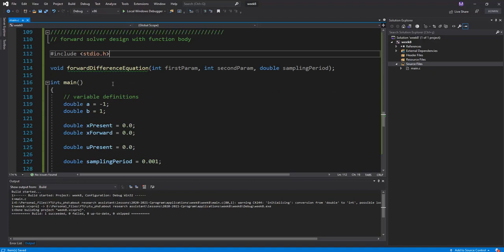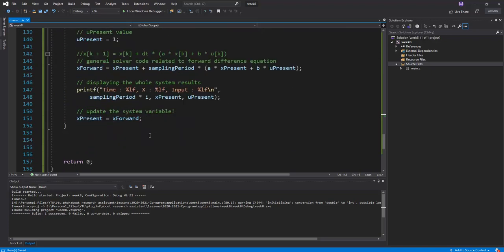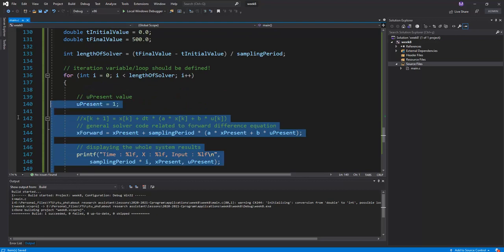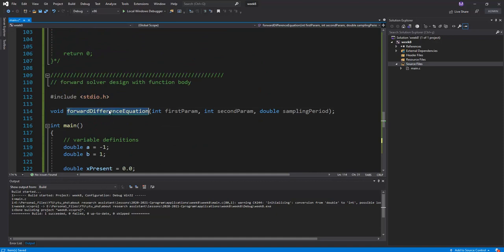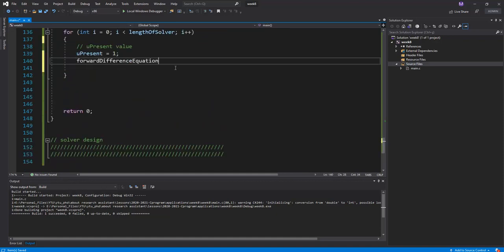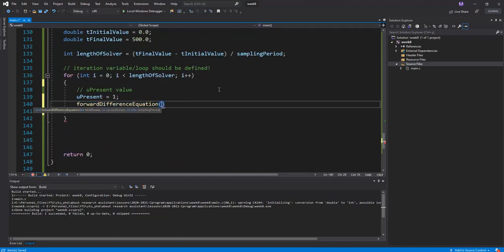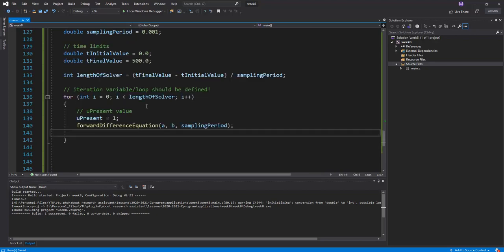Okay, and so in this notation we may delete the whole code, and the forward difference equation can be called in here like this one. The first parameter is equal to a, the second parameter is equal to b, and the sampling period is equal to the sampling period. Okay, and so all these values are the system parameters.